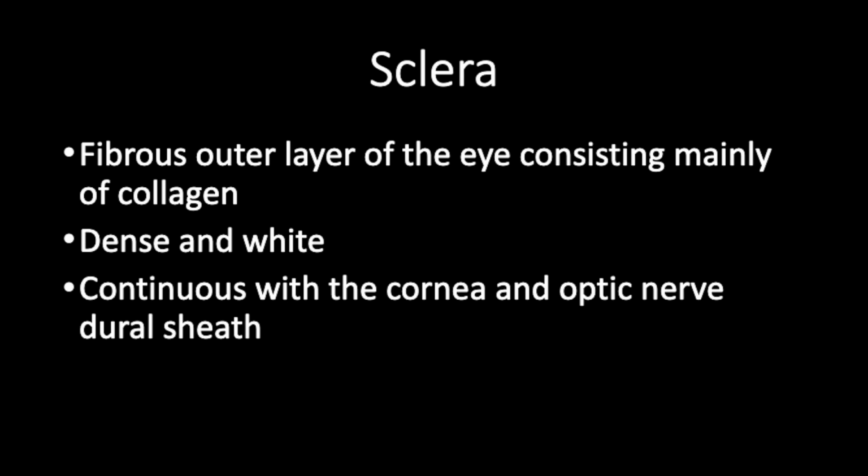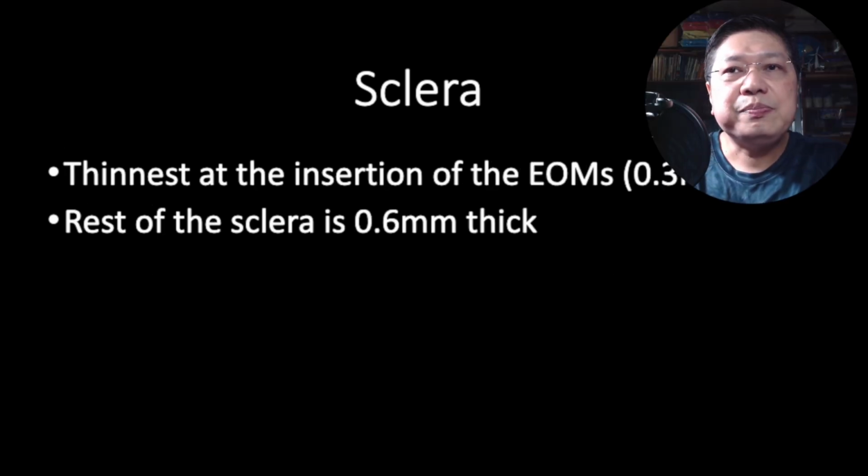It's continuous with the cornea and the covering of the optic nerve, which is basically the dural sheath. The thinnest part of the sclera is at the insertion of the intraocular muscles, which is basically about 0.3 millimeters. And the rest of the sclera is actually double that size. So it's thinnest at that area.